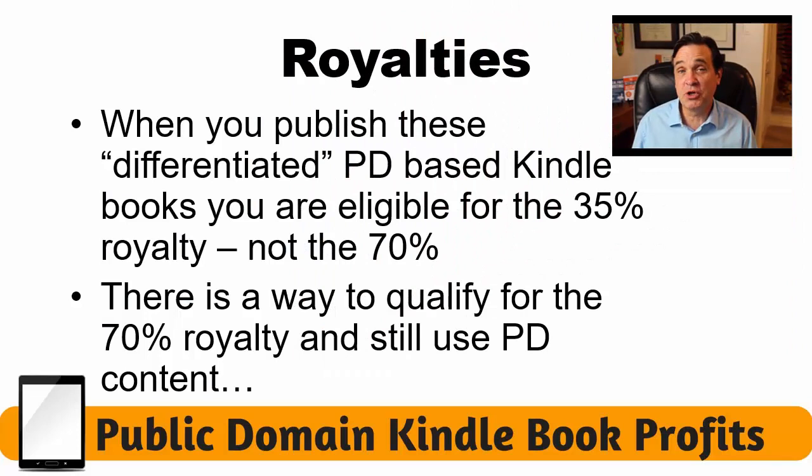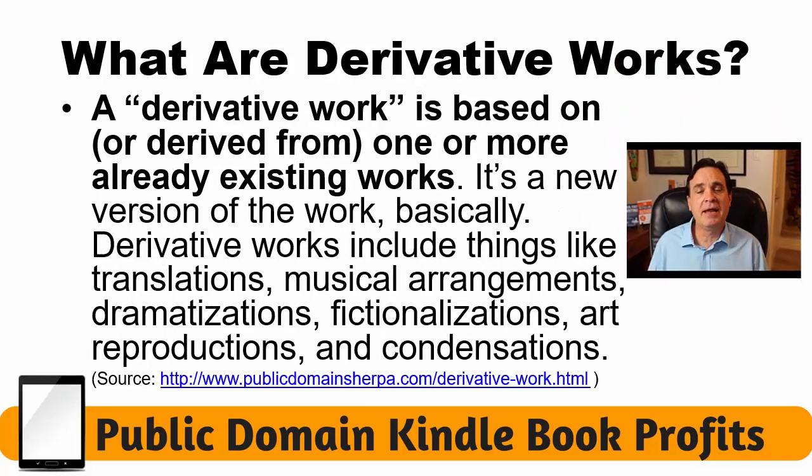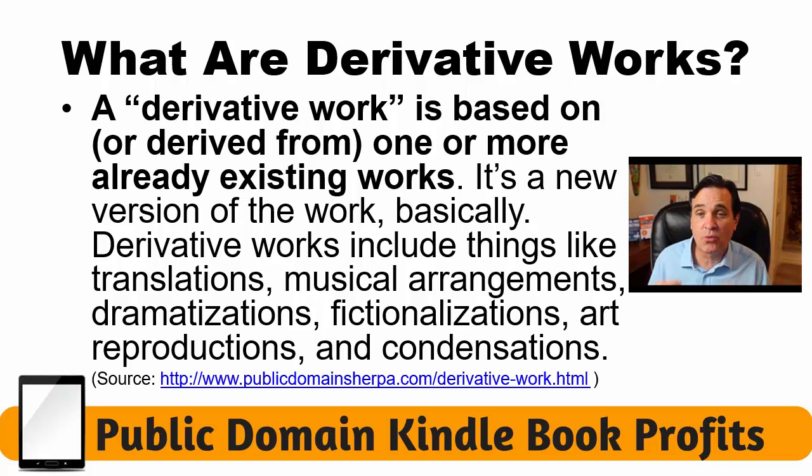Now, it is permissible to publish public domain material on Amazon as long as you make your books different, which, by the way, according to the Amazon Terms of Service, is either adding illustrations, annotations, or doing a translation. And when you do that, you can be eligible for the 35% royalty. However, there is a way that we're going to cover right now on how to essentially double your royalty on Amazon Kindle to the 70%, and it comes from actually creating what is called a derivative work.